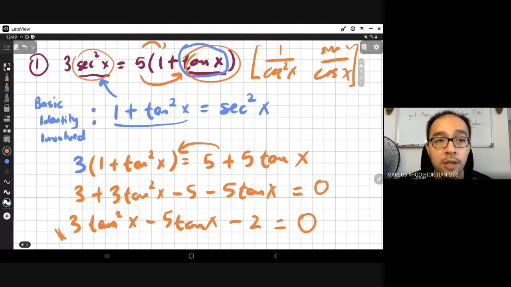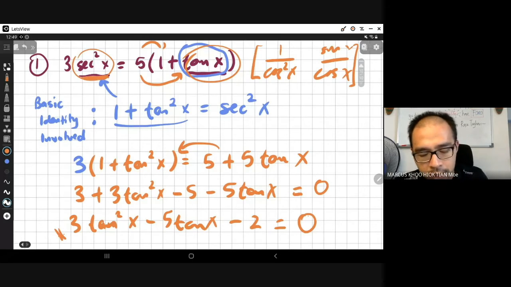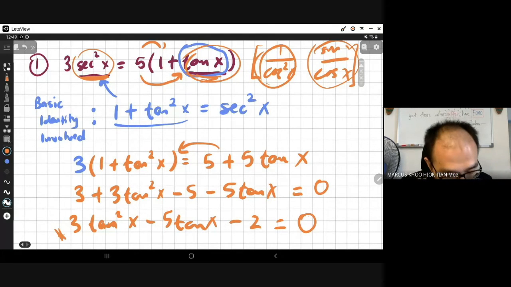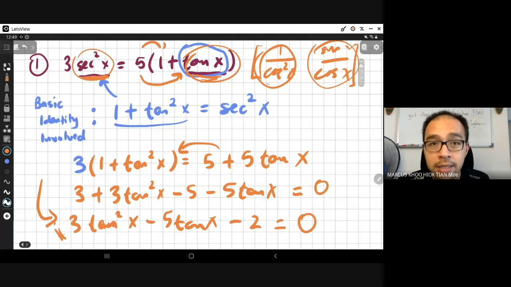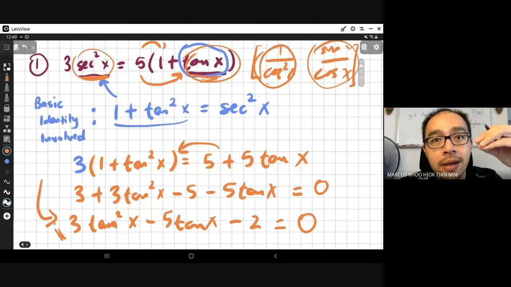Yes, you can. You can substitute the secant squared x sebagai 1 over cos squared x and the tangent x sebagai sine x over cos x. You will get the same function in the end, except that it's going to be very, very complicated. It will get very complicated along the way. So the idea is to use the simplest way possible, especially when there is an identity involved. Kalau basic identity involved, then use the basic identities to help you.